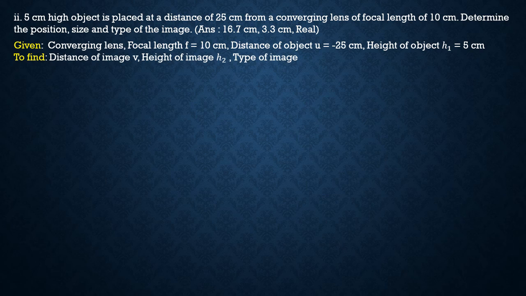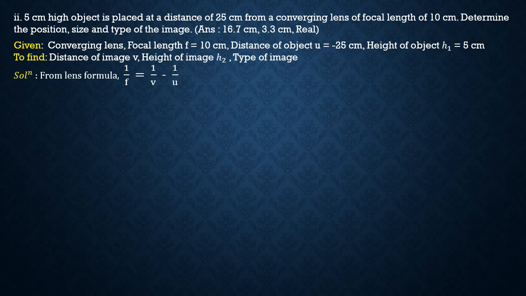To find: the distance of the image, that is v, we know that distance of the image is denoted by v, the height of the image, that is h2, and the type of the image. Whether the image formed is real or virtual, inverted or erect, magnified or diminished, that we have to see.